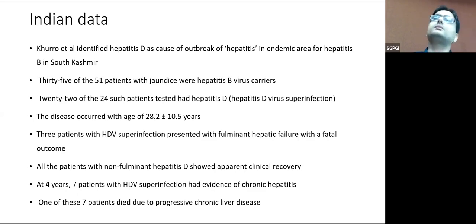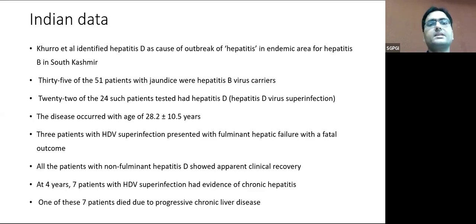This prevalence was quite high because this was the first study, and never before had we done a study in our country on hepatitis D virus, and the high prevalence was found in this group. The disease occurred in the age group of 28 to 38 years, with no gender predilection; males and females were equally affected. 3 patients with hepatitis D superinfection presented with fulminant hepatic failure with a fatal outcome, and all the patients who had non-fulminant hepatitis D virus showed apparent recovery. So of those who had acute viral hepatitis, 3 patients had a fatal outcome, and the rest had a good clinical course and recovered in due course of time, as is seen with other viral hepatitis.